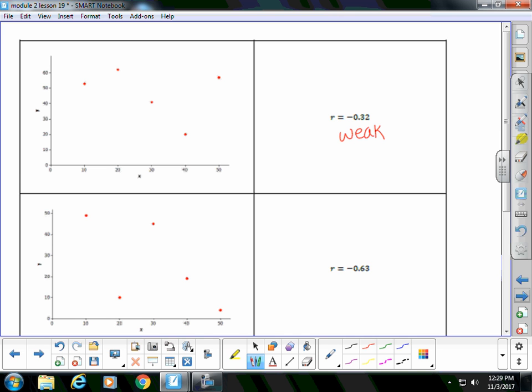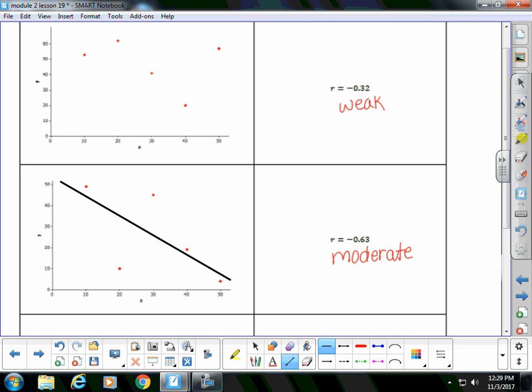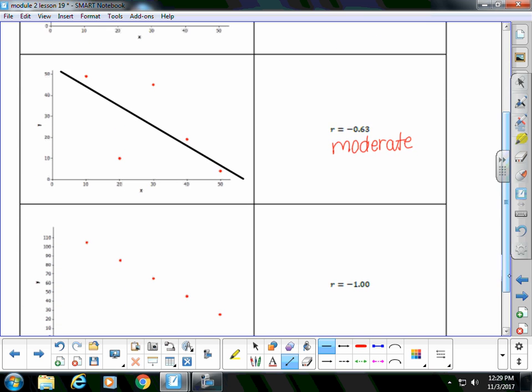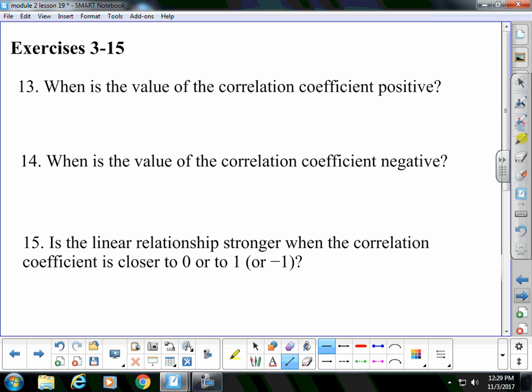Now, when we get to -0.6, that one's considered to be a moderate relationship. It's a negative graph, so that means that a negative line would fit this. But notice that the points are very widely dispersed around the line, so it's only moderately fit. And then -1 is the perfect negative graph. Okay, I'm going to show you how we get these numbers.